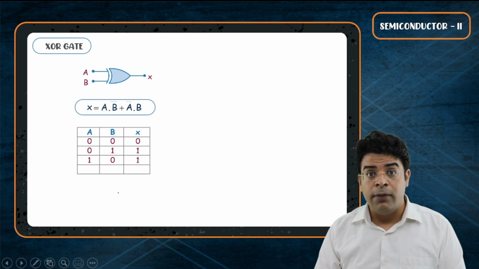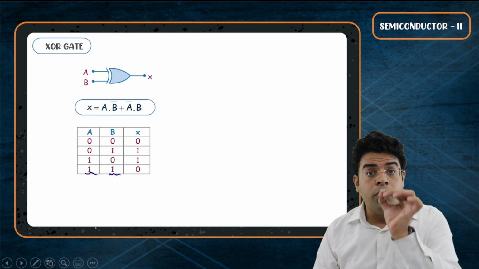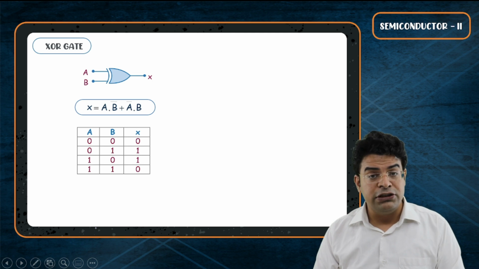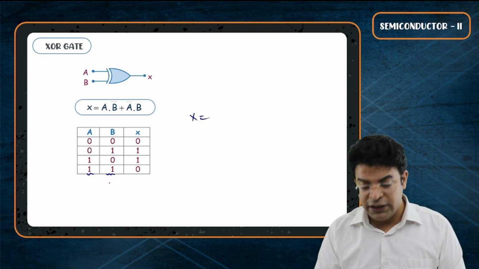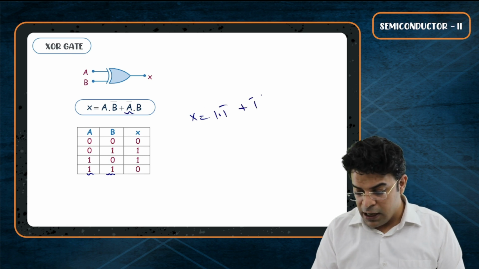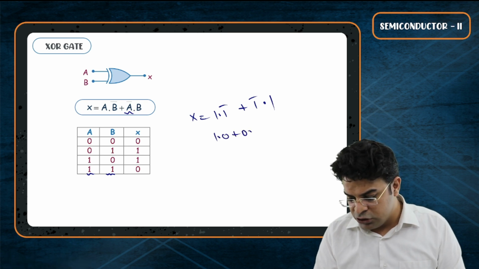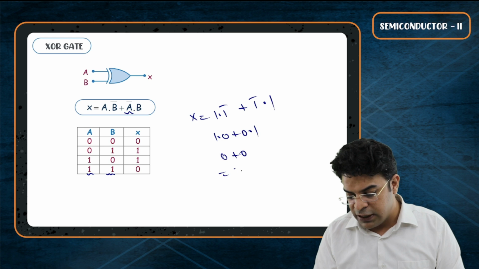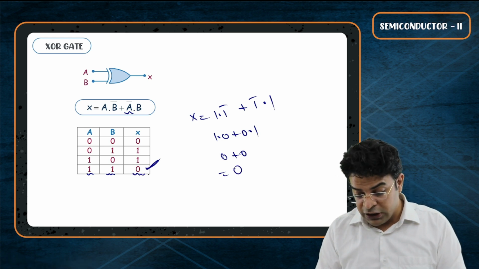Now let's talk about 1 and 1. If both the inputs are high, then the output will be low. For 1 1 you get 0. So think of it: x equals, a is 1 and b is 1. So 1 dot 1 bar plus 1 bar dot 1. 1 bar is 0. So you get 1 dot 0 plus 0 dot 1, that is 0 plus 0, that is 0. So notice that if both the inputs are high, the output is low.